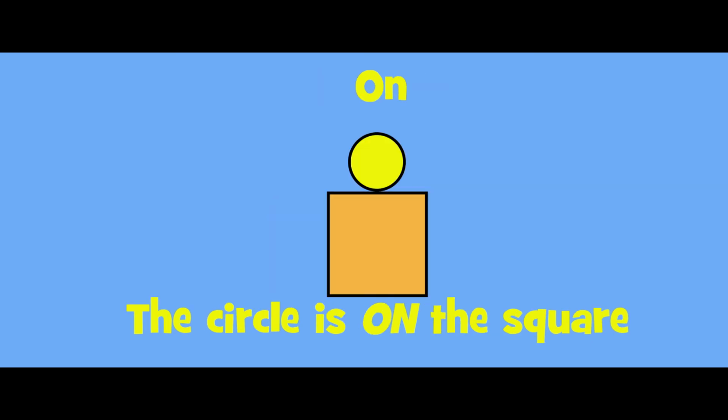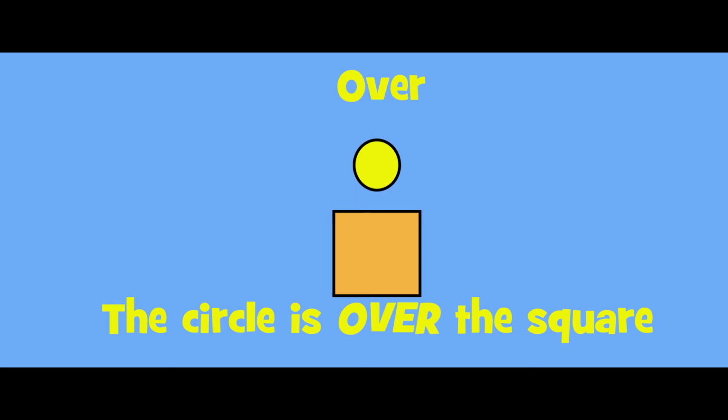Here we have the word on. The circle is on the square. It is resting on top of the square. Just like you have hair on your head or you are sitting on a chair. The next one is over. The circle is over the square. It's not on it because there's space between the bottom of the circle and the top of the square, so it is over. Just like the sun and moon are over our heads.